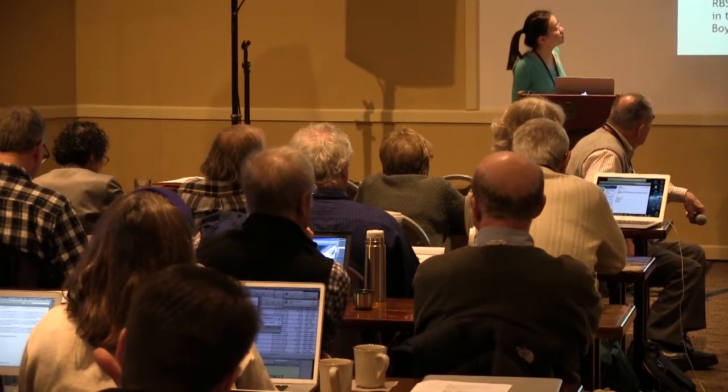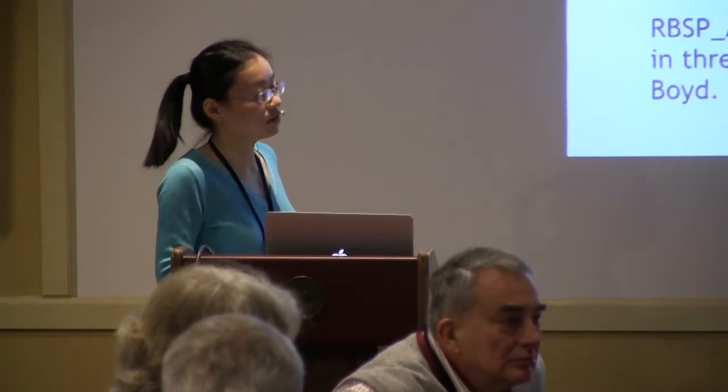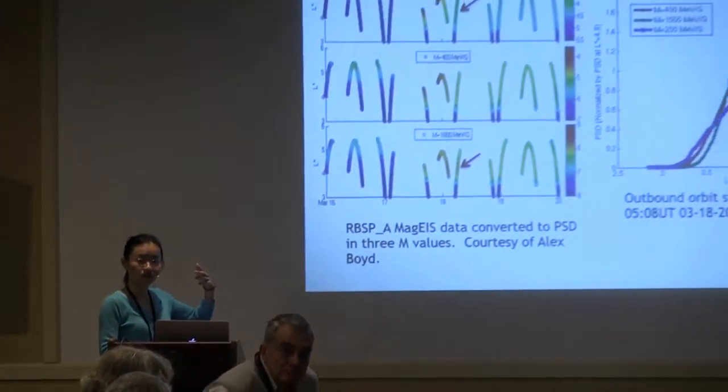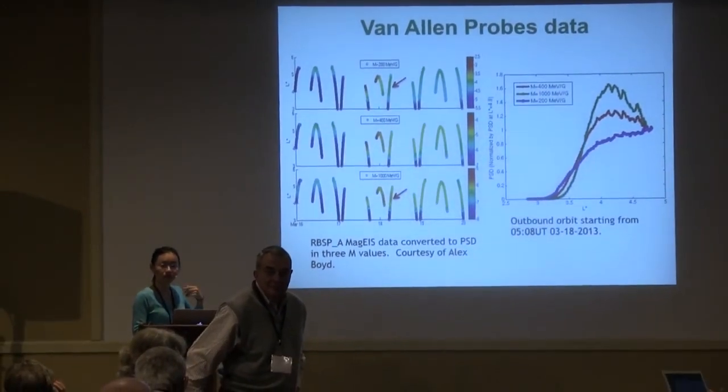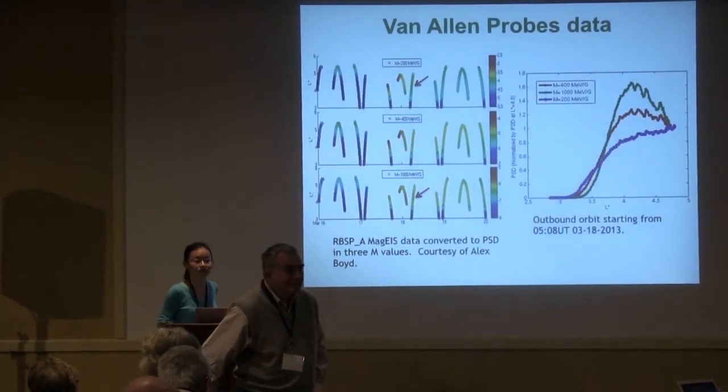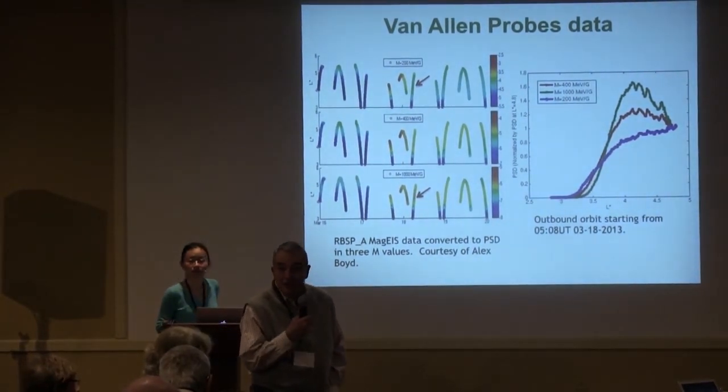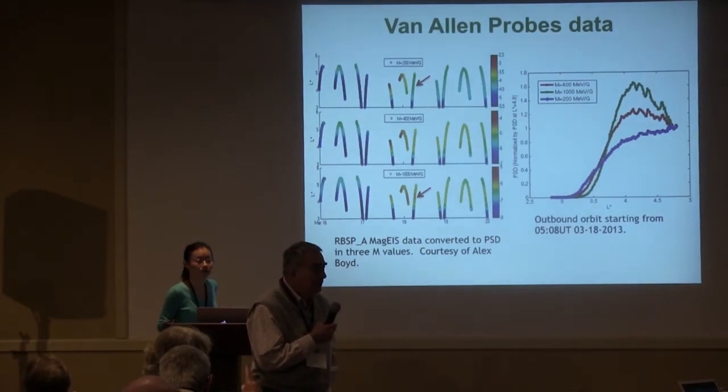No, so these 3 lines are plotted for different m values at the same time. So to plot it on the same scale, I normalize the PSD by the PSD at L star equals 4.8 for each m value. So these plots are not shown in time. These are different m values. Other questions? Have time for one?